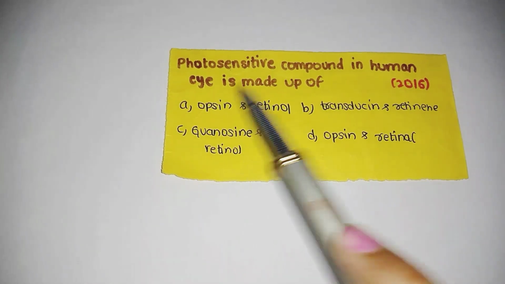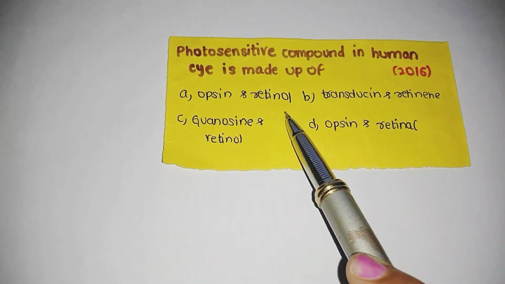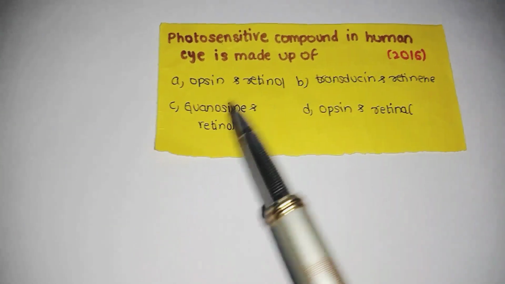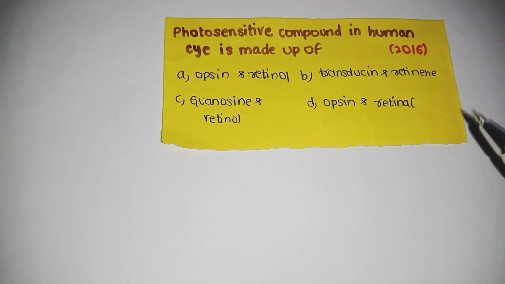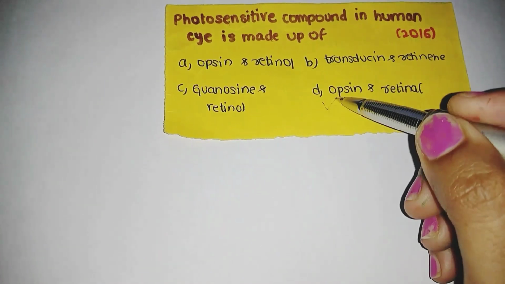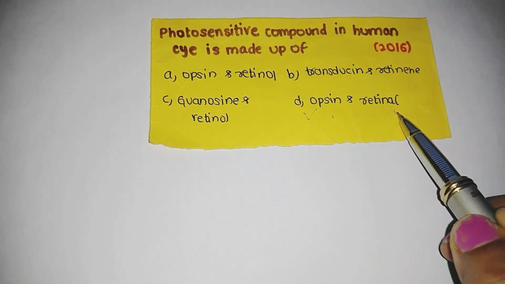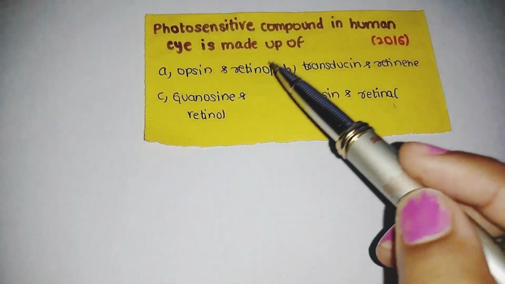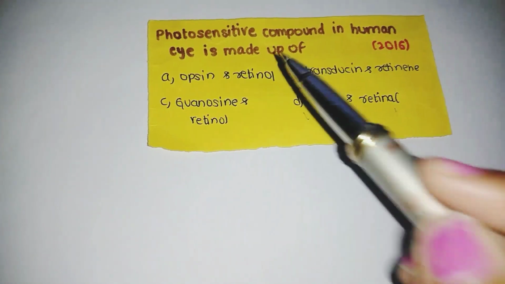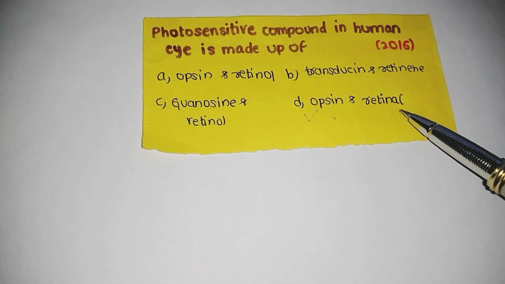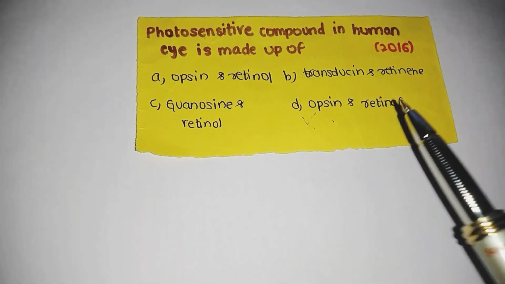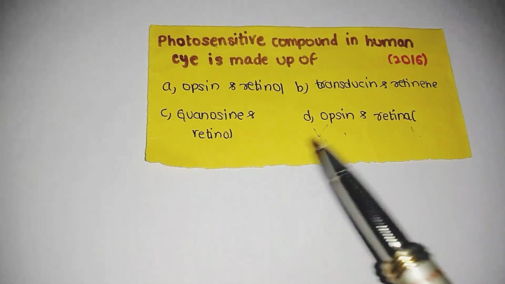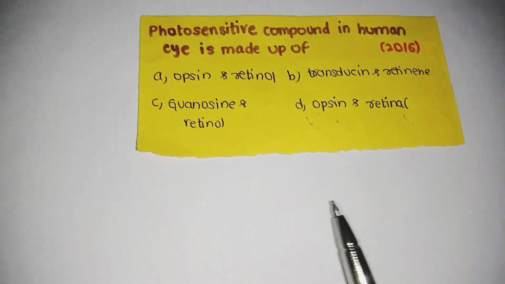Photosensitive compound in the human eye is made up of opsin and retinol, transducin and retinal, guanosine and retinol, or opsin and retinal. The correct option is option 4, option D, opsin and retinal. Option 1 is opsin and retinol, where retinol means alcohol. But here it is an aldehyde, opsin and retinal. Be careful with this kind of question. Answer it carefully. This question was asked in NEET 2016.